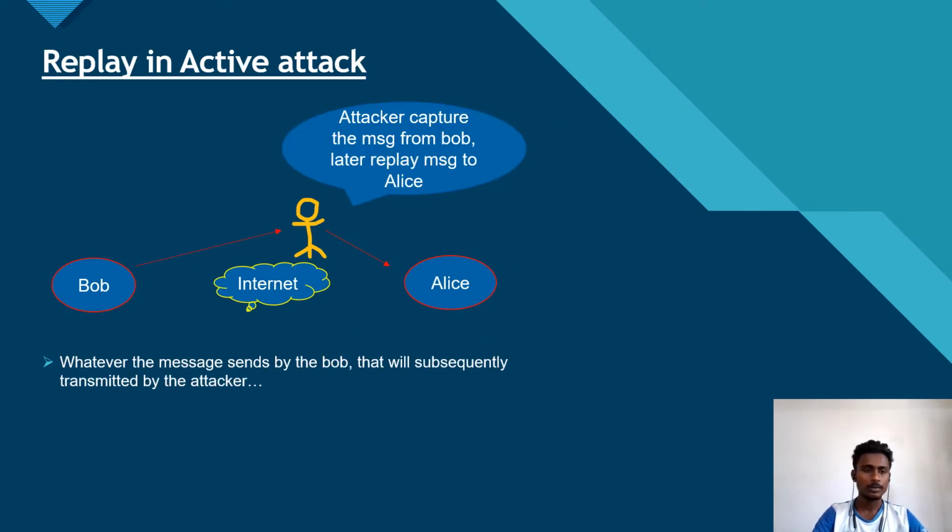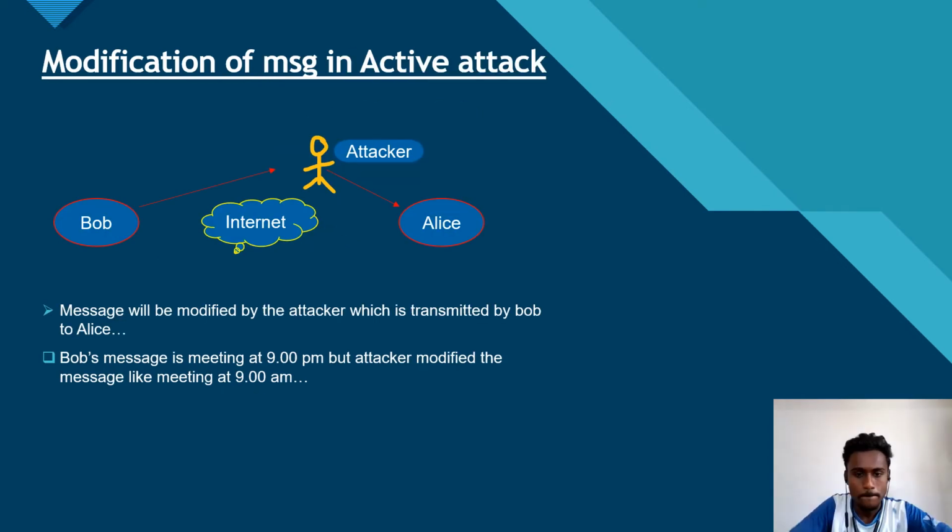Let's move to the next slide. Replay in active attack. Just consider the scenario as before. Bob will be here, Alice will be here. Whatever message is sent by Bob will subsequently be transmitted by the attacker. The attacker captures the message from Bob, and later replays the message to Alice. This is the scenario in replay in active attack.